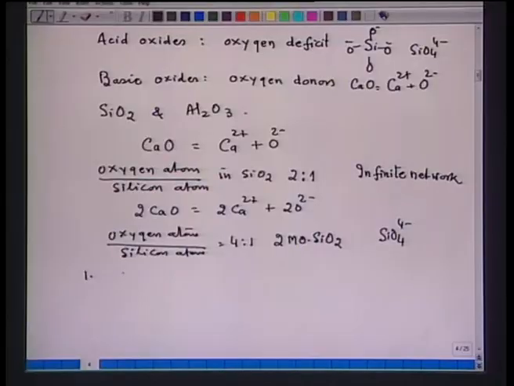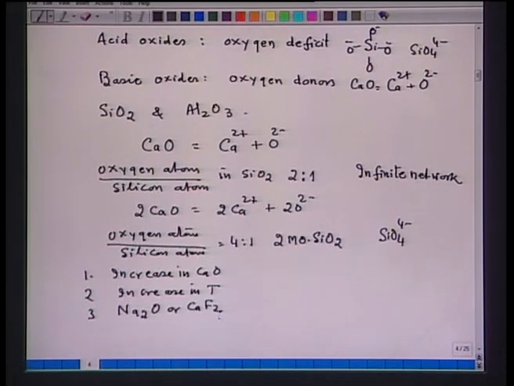If you want to summarize, we can say that an increase in CaO decreases the viscosity of slag. An increase in temperature, no doubt, also decreases the viscosity of the slag. Also Na2O or CaF2 decrease the viscosity of the slag to a larger extent as compared to when calcium oxide is added.